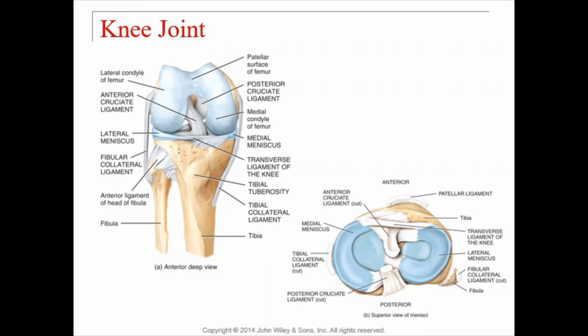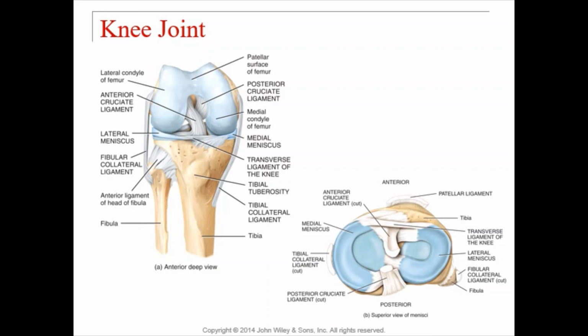2 structures to absorb shock, to provide cushioning. And they can provide cushioning, they can absorb shock because they're made up of fibrocartilage. Remember we called these bits of fibrocartilage in the knee the menisci, plural, meniscus is singular. You have 2 of them. There's a medial meniscus and a lateral meniscus. They look like little C-shaped structures kind of sitting on the top of the tibia. One's medial and one's lateral.